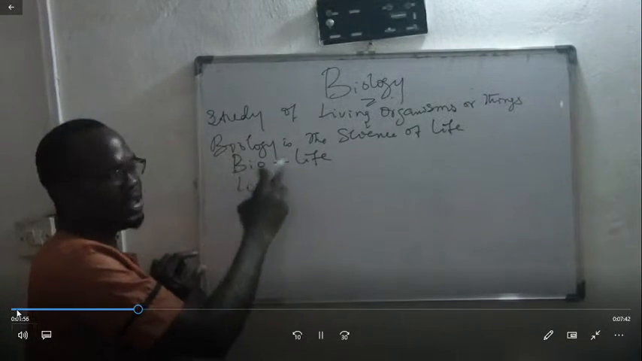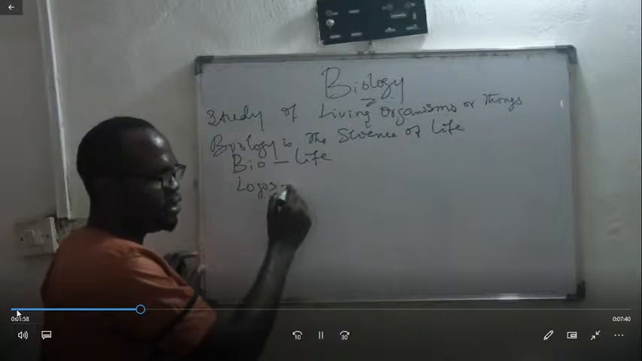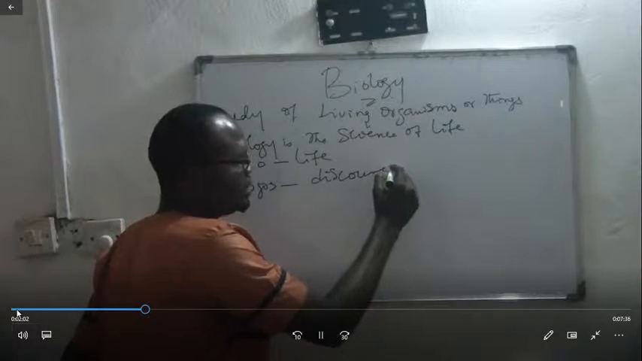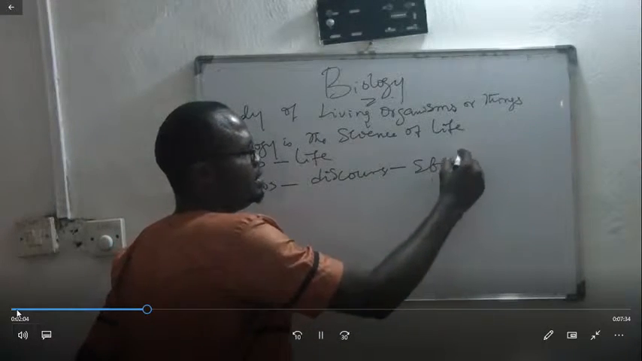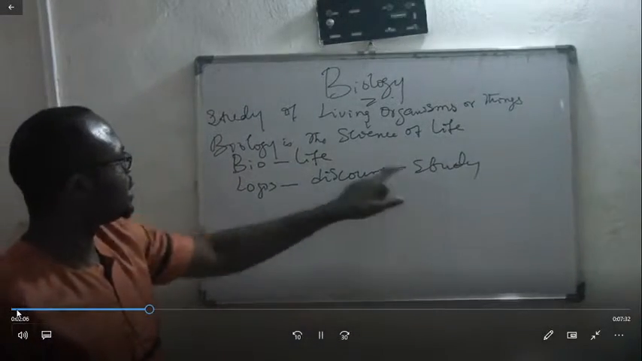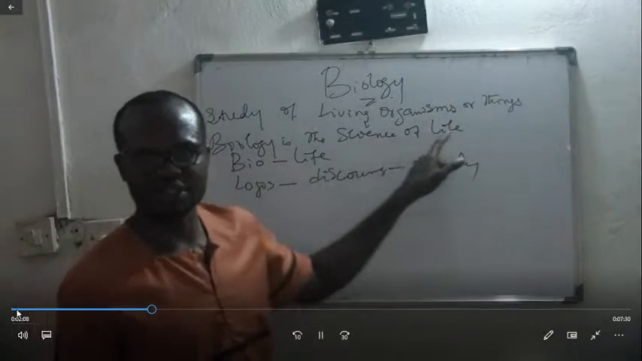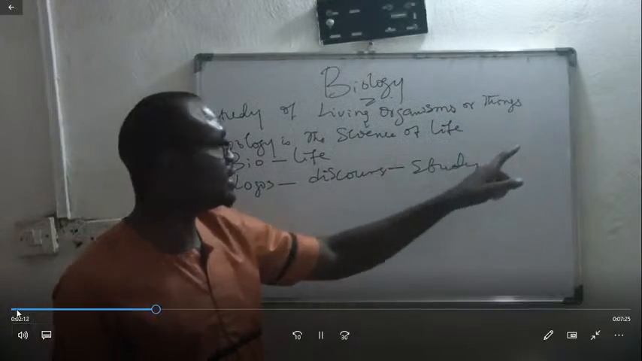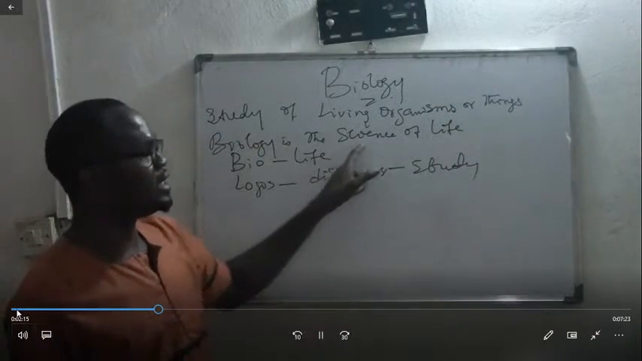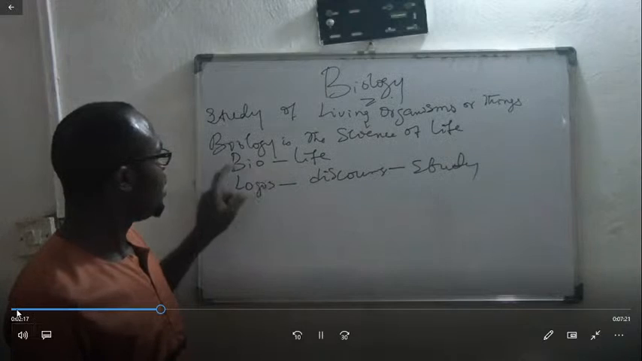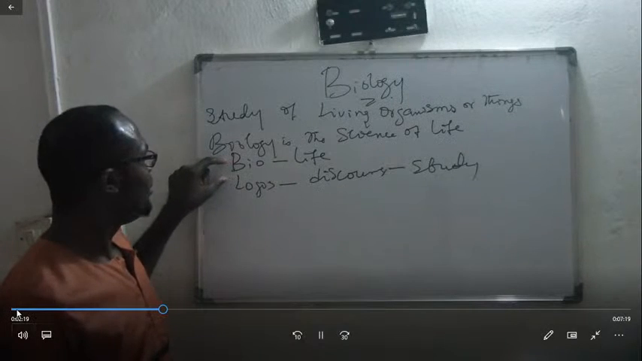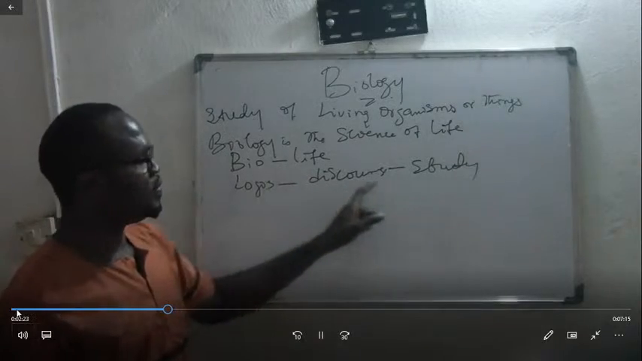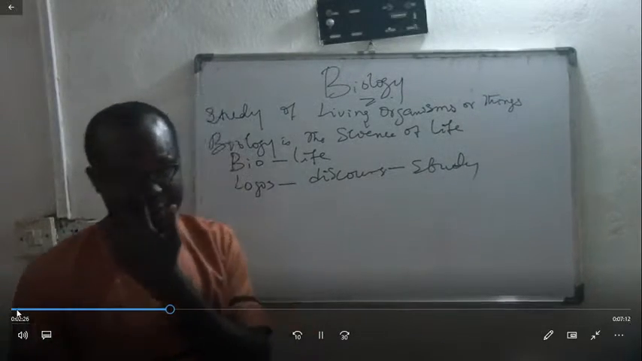The Greek word bio means what? Life. And logos simply means discourse, isn't it? You can also say it means study. So when you study life, you do what we call biology. That's why we say that biology is the study of living organisms or living things, and the science of life. So biology came from two Greek words, bio and what? Logos. Bio meaning life, logos meaning study. Is that clear? Yes.